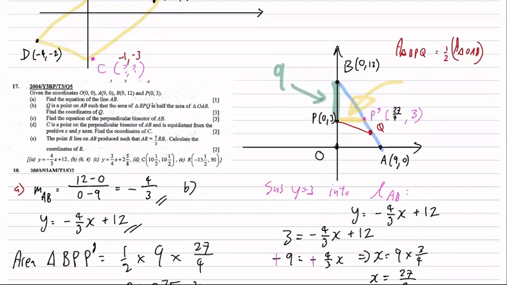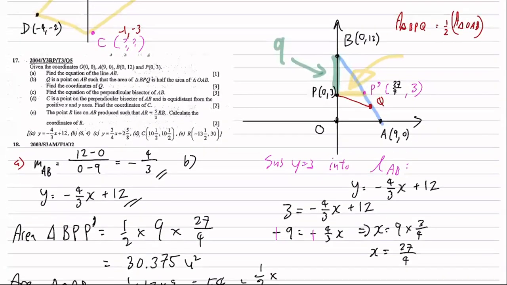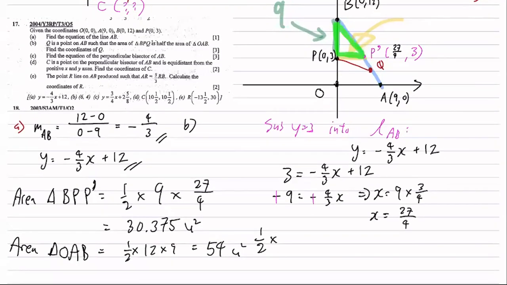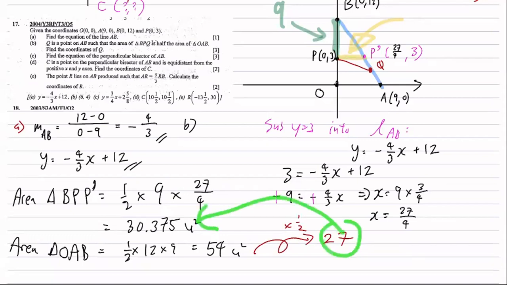So now that we know that this triangle here is 30.375, and it's bigger than half the ratio, right? We need the ratio of the actual BPQ to be half of OAB, which means that we should times half to this 54, which will give us 27. So we need an area of BPQ to be 27, which is smaller than 30.375.